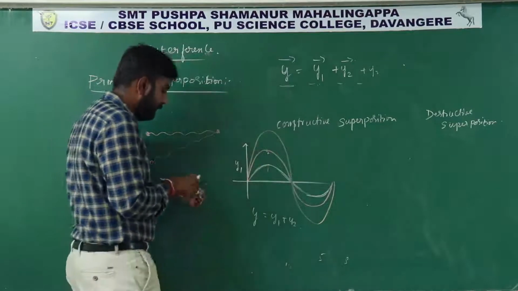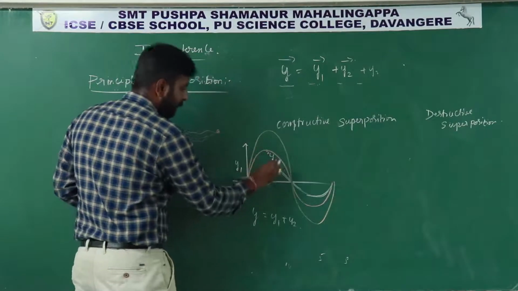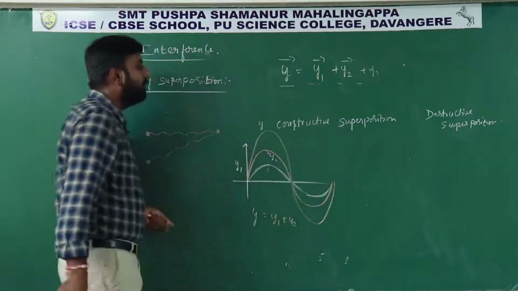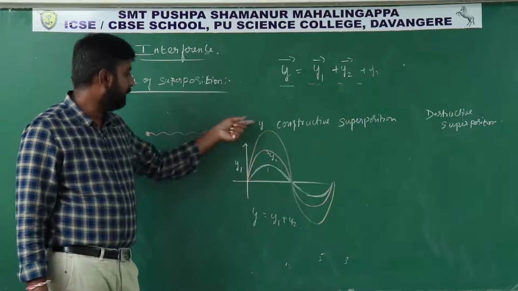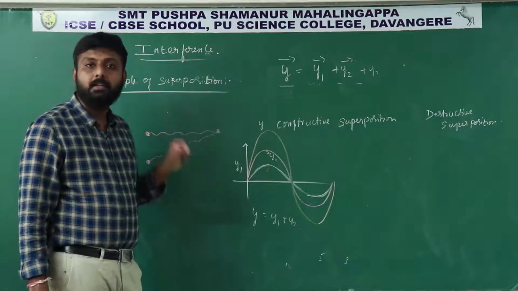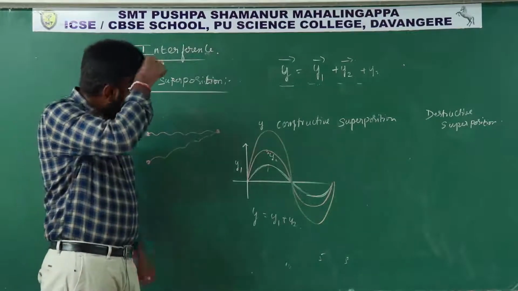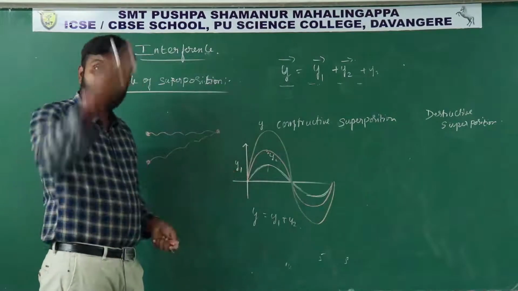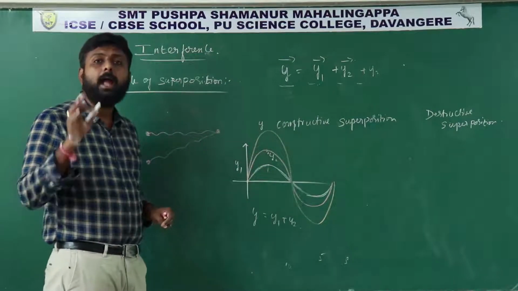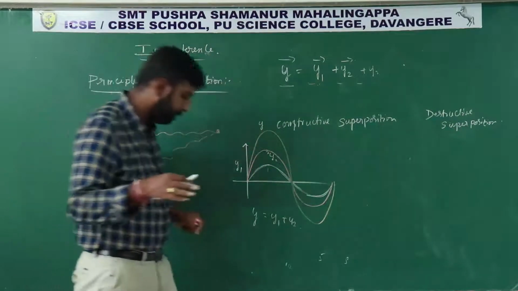In this way we get the resultant wave of these two waves. This is y1, this is y2, and this is the resultant wave, the displacement of the resultant wave. This is what the principle of superposition states. So here the intensity of the resultant wave also increases, and the amplitude also increases.